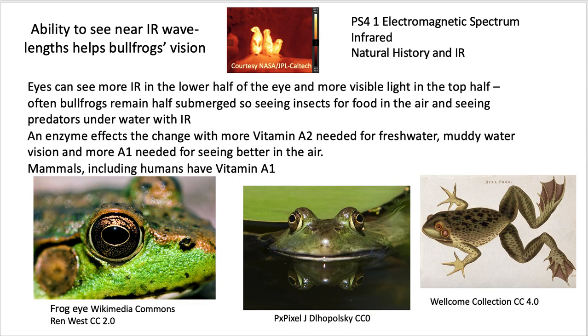And again with eyes, with bullfrogs, their eyes see slightly differently in the top half and the lower half. So the frog will have its eyes half in the water, half out. The half out of the water has more receptors for visible light, and the lower half can see more infrared. So they're looking for food in the air and being able to see predators underwater with infrared.